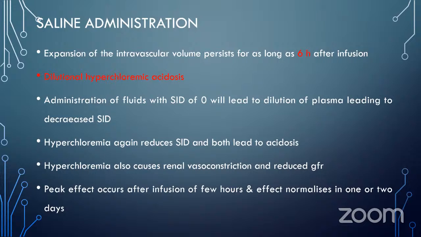So hyperchloremia along with a reduction in the strong ion difference may lead to acidosis. Hyperchloremia when saline is administered also causes renal arteriolar vasoconstriction, leading to a reduction in the GFR and ultimately decreased urine output. The peak effect of this hyperchloremia occurs a few hours after the infusion of saline, and the effect normalizes in 1 or 2 days. So the more you choose normal saline for initial fluid resuscitation, the more peak effect you can see, with hyperchloremia or a reduction in the strong ion difference.